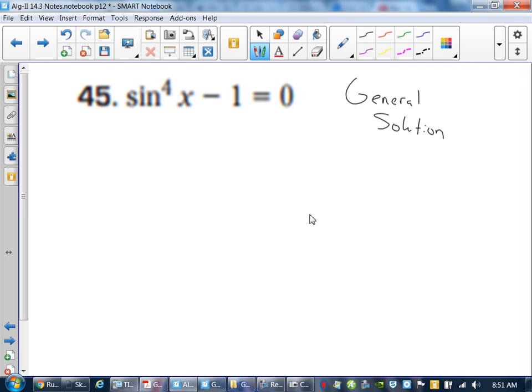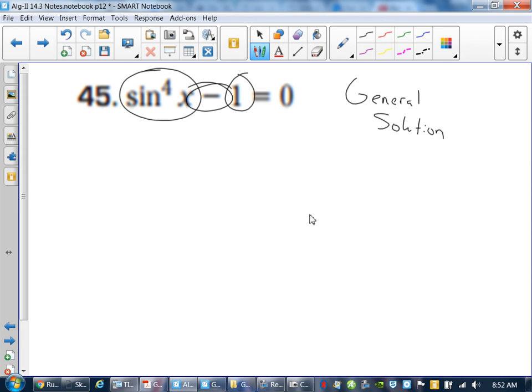But then I want to remind you guys how we talk about it in terms of generality. Okay? So we have sine to the fourth x minus 1 equals 0. I need to figure out what in the world to do with that. I can't FOIL it. I can factor it. Is this a perfect square? Yeah. Is this a perfect square? Sure.